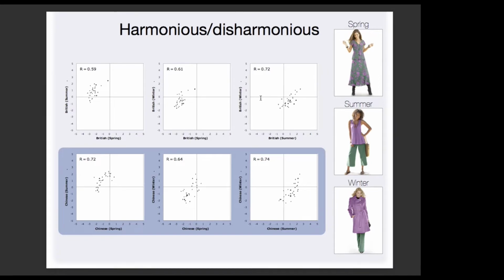And also for harmonious-disharmonious, the correlation coefficients are not very high. As we know, color preference, which is represented here by like-dislike, has a very high correlation with color harmony. So we think this is quite a sensible result. Next slide, please.